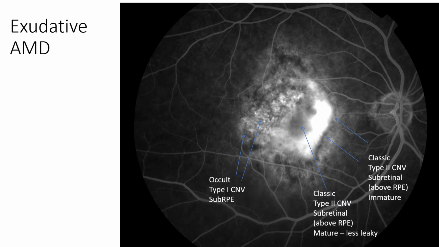This is in contrast to the nasal portion of the lesion, which has a type 2 or so-called classic CNV. Here the CNV membrane is above the RPE, and so the fluorescein is not obscured by the RPE layer and thus is bright and homogeneous. Centrally, there's more mature type 2 CNV, which is not as bright because it's not very leaky.